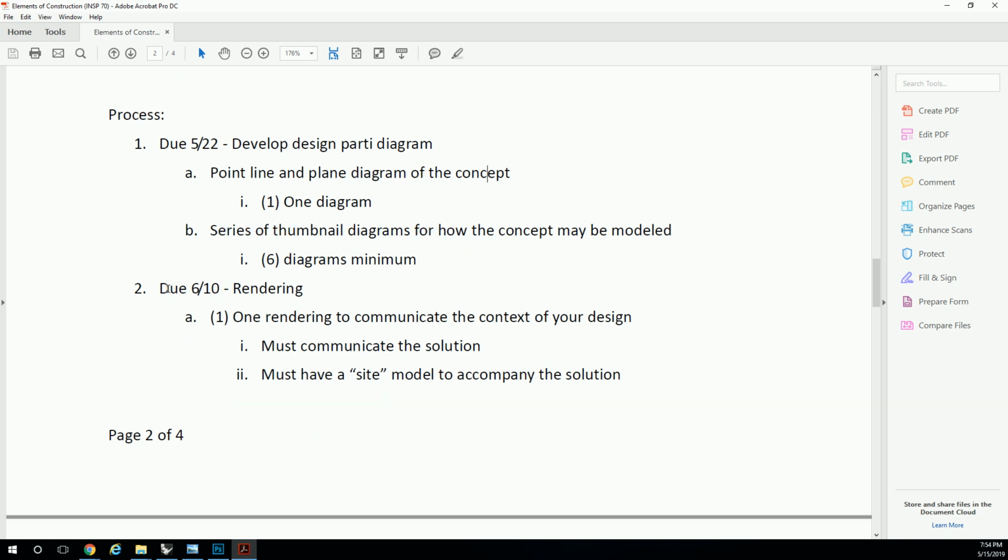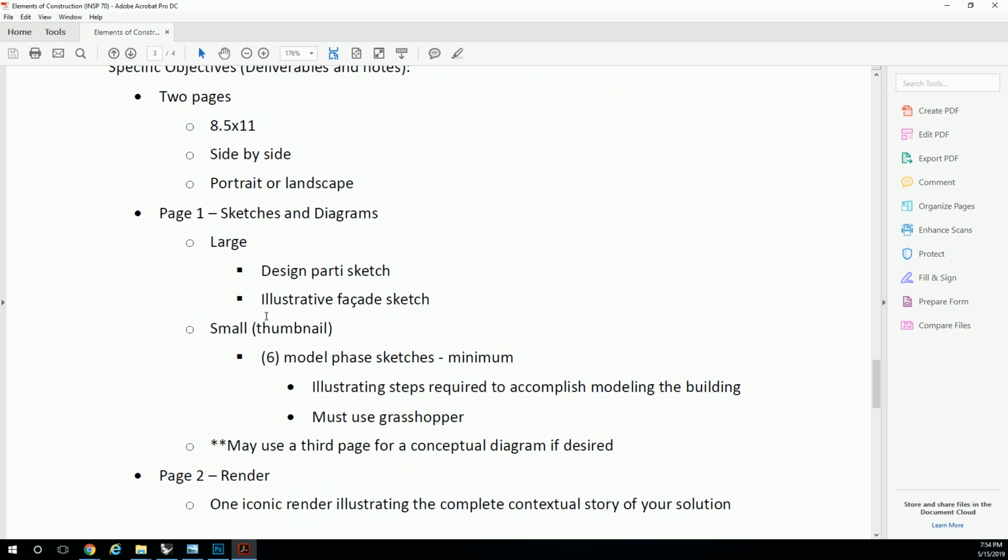And then due on the 10th, which is Monday, that's our final, is a rendering. So you're going to hand in a rendering and 2 sheets of sketches, or 3 if you so desire. I think that's on the next page, actually. Down here. 2 pages, 3 if necessary. So basically you're going to show your rendering, and then you're going to have 2 sheets for your sketches. You could have one sheet if all of your sketches fit on one, or you can do your design partie sketch on one sheet, and your iterative process sketches on another sheet. Is that clear?